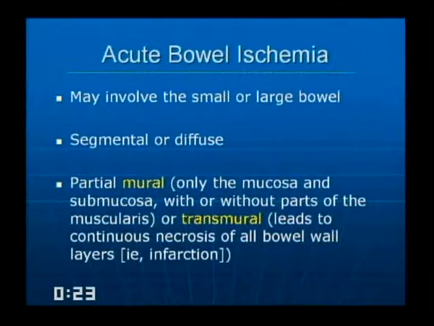So it certainly can involve small and large bowel. It can be segmental or diffuse, partial, mural, meaning only the mucosa, submucosa, with or without parts of the muscularis involved, or transmural. And if it's transmural, it will lead to continuous necrosis of the layers and ultimately infarction. If you're going to wait until you see intramural gas or free air before you suggest that this patient needs some surgical correlation and possible surgery, you're pretty much just saving the cases that are going to die on the table. Right? So you have to know when to suggest ischemia rather than wait to see all the signs of gangrene. And again, truly clinical correlation.